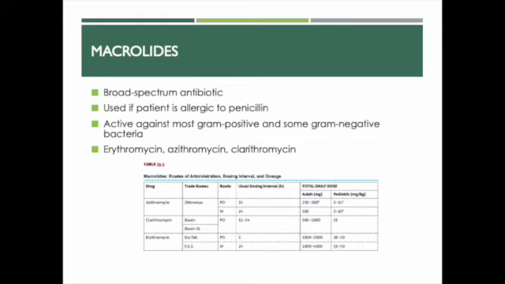If a patient is allergic to penicillin, macrolides are a great choice. We can use them against most gram-positive and some of the gram-negative bacteria, and you can see on this table the routes of administration, the dosing intervals, and the dosages of azithromycin, which most of us remember as Zithromax, clarithromycin, and erythromycin.